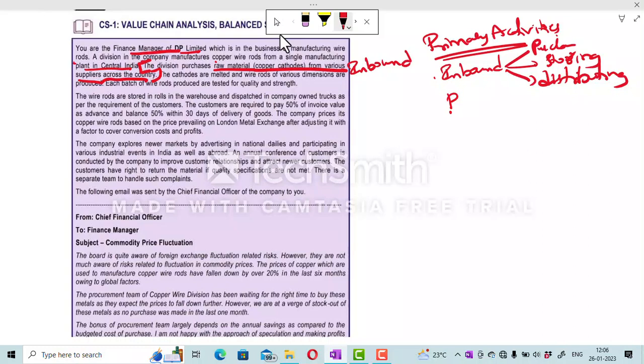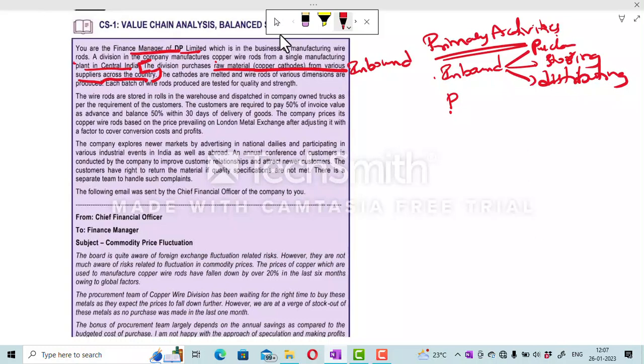In the copper division, the inbound logistics is the division purchasing raw material from various suppliers across the country. Obviously, they will store that for some time and later distribute it to the production line, because they said they are purchasing normally, not when required. It means they are not following any just-in-time approach. So there will be storing for some time and distributing to the production line.